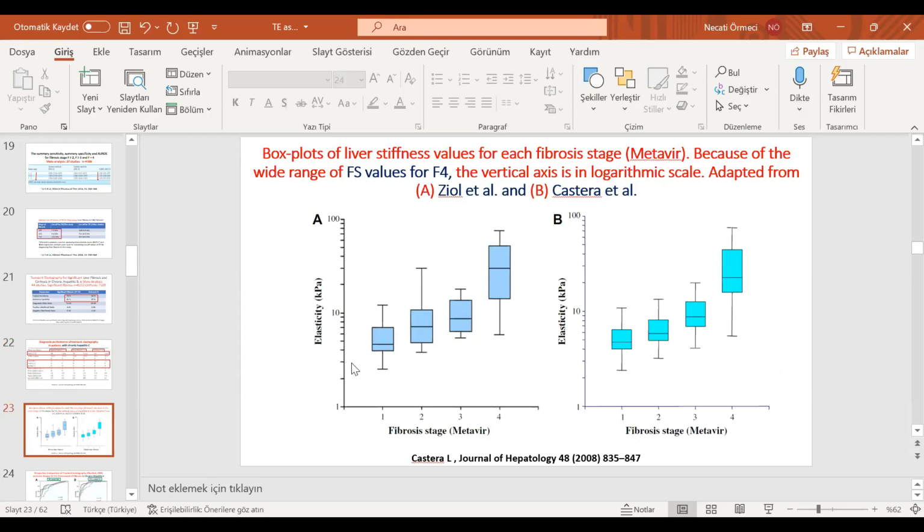Again, this slide shows box plots of liver stiffness values for each fibrosis stage, because of the wide range of FibroScan values for F3. The vertical axis is a logarithmic scale, adapted from Dr. Zaigham and Dr. Castera. When you look at this picture, we can differentiate F4 patients from F1, 2, and 3 patients. Also, in another Castera publication, again, we can differentiate F4 fibrosis from the other F1, 2, and 3 fibrosis cases.